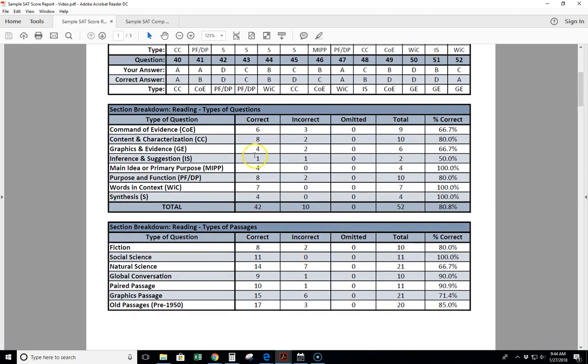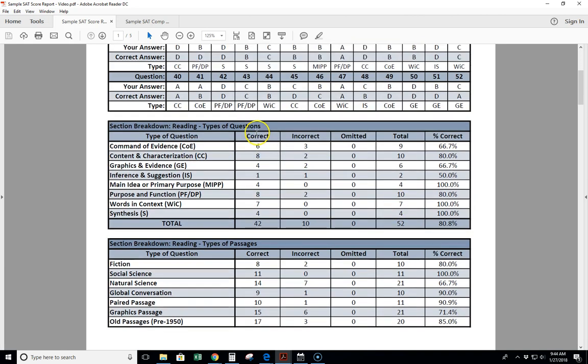Same thing here: if you're looking at individual question types, you can see the command of evidence, where this individual scored 6 of 9. They missed 3 of the 9 questions, and it's a larger portion of the types of questions you see, so you want to do well in those.